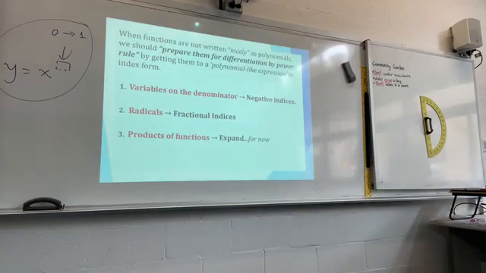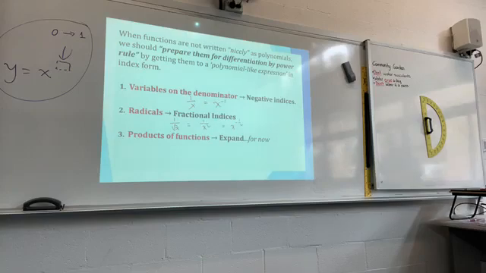So when functions are not written nicely as polynomials, we should prepare the differentiation by power rule by getting them into a polynomial-like expression in terms of index forms. So if we've got variables on the denominator, for example, something like 1 over x, we make it into a negative index, which is x to the power of minus 1. Radicals. Let's say we've got 1 over square root of x. That is 1 over x to the power of half, and so x to the power of minus half.